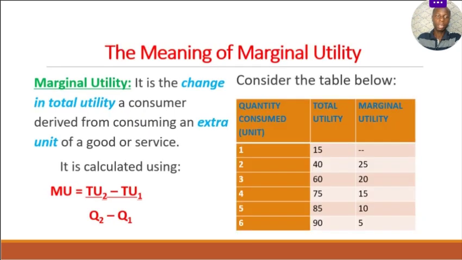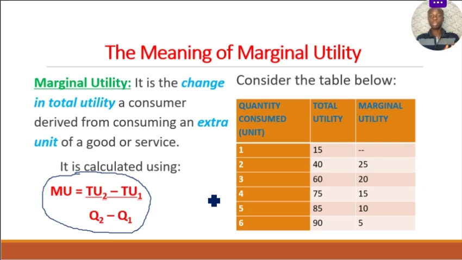Now, the term marginal utility simply means the change in total utility a consumer derives from consuming an extra unit. That is, when you consume an extra unit of a particular commodity, what extra satisfaction do you derive? That is what's known as marginal utility. And it is usually calculated using this formula. The MU here stands for marginal utility. It means the total utility 2 minus total utility 1, all over the second quantity minus the first quantity. So this is the formula we use to calculate the marginal utility.